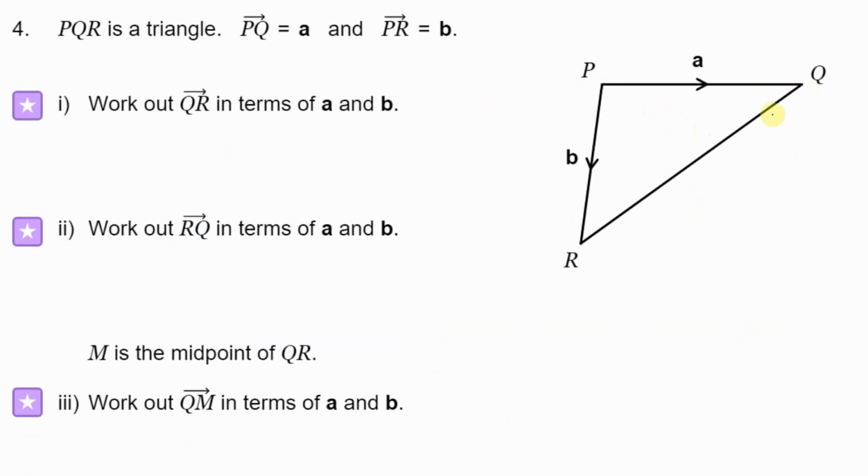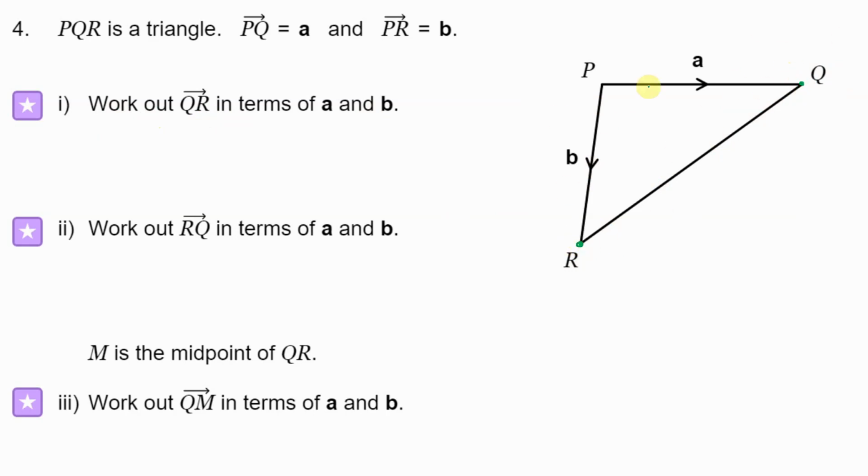You want to get between these 2 points, but the paths take you all the way around the edges. I like to think of a theme park with this. You can't just walk straight across Rita Queen of Speed, you've got to go all the way around it. So work out QR in terms of A. Well, QR is from here to here.